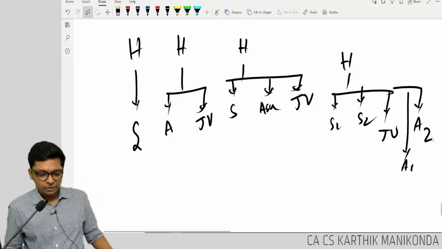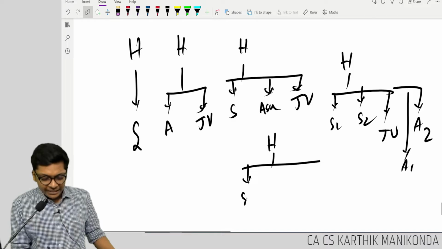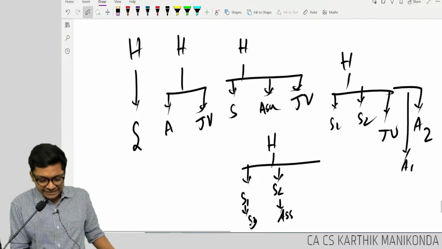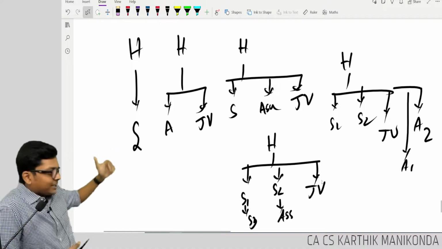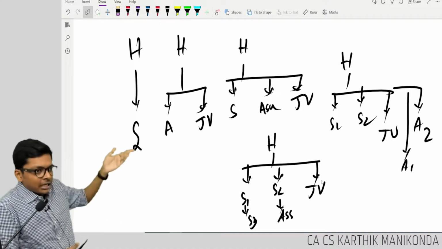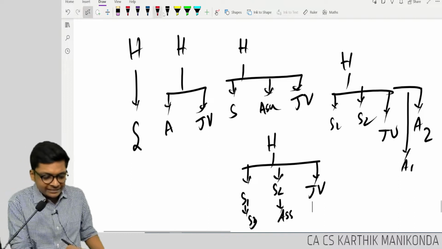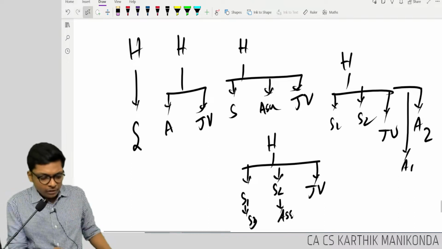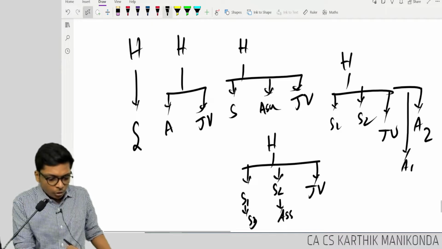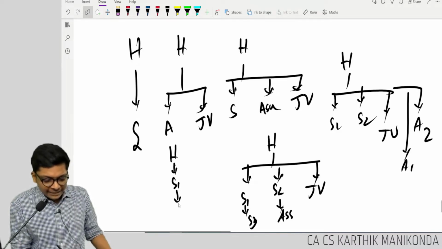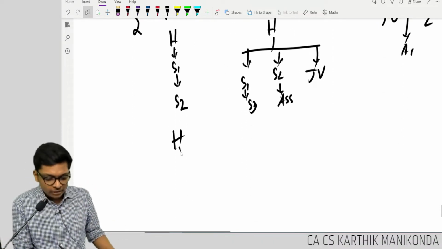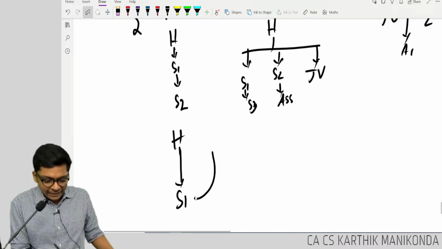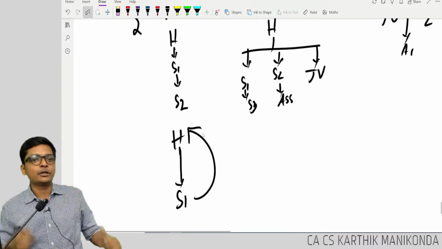Are you following? Or holding with S1, S2. S2 has an associate, S1 has S3, then there is a joint venture. Can you see the complication here, guys? Holding with S1, S2, joint venture. S1 has S3, associate has S2. S2 has an associate. Or we can have it like this. Holding has S1, S1 has S2. Sir, what sir? Still, let me draw. Holding has a stake in S1. S1 also has a stake in holding. Cross holding we call this.